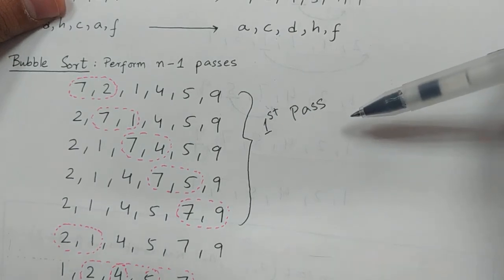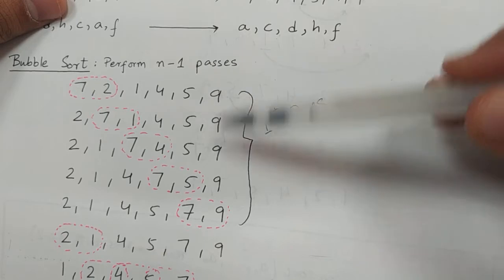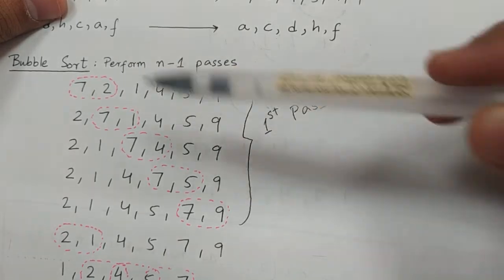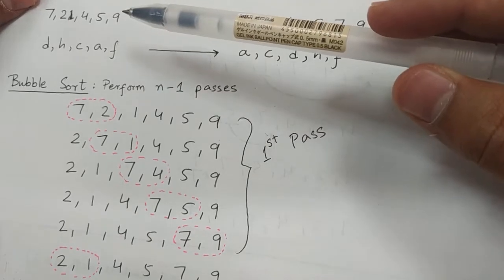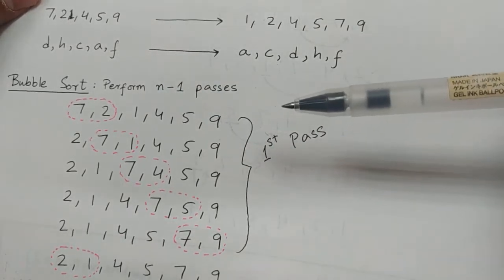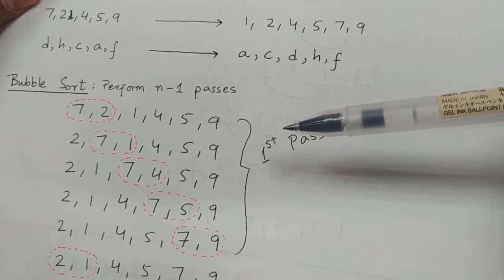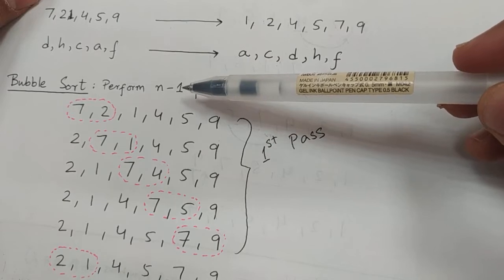And the idea is that if you perform n-1, which is 5 passes in this list, exactly the way that I performed this first pass, your list will be completely sorted. It's possible that you don't need 5 passes, you may need 4 or 3 or even less number of passes, but at maximum you would need n-1 passes.